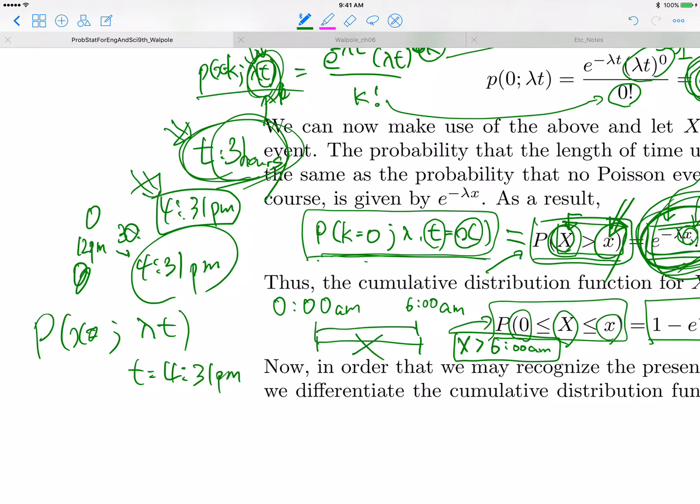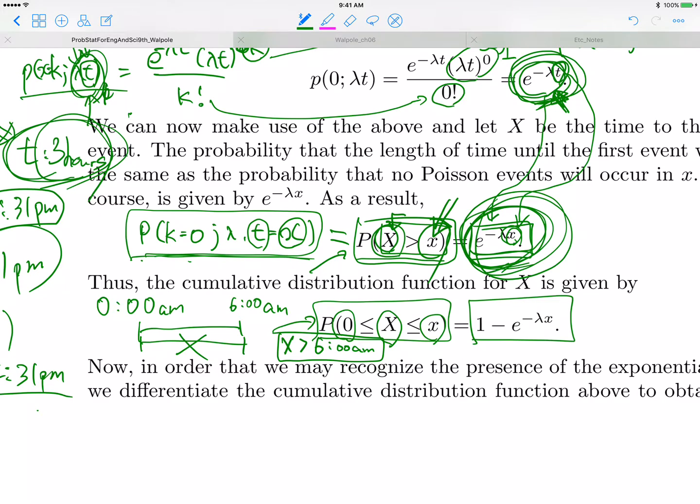Okay, so in this case, the time point of the first event occurrence is the same as having zero occurrences within this time frame, right? And also lambda is fixed as well. So lambda is fixed in both cases, here and here. That's how we related this Poisson random variable and the time point of the first event occurrence, which is the Poisson random process.